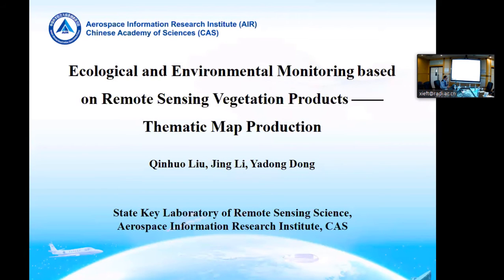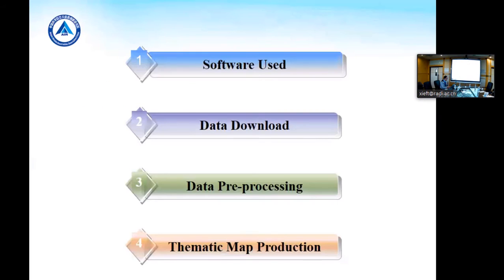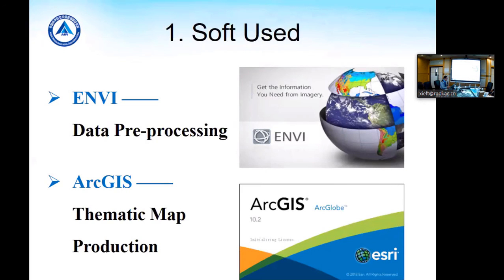In this section, I will show how to produce the thematic map shown in the previous section as an example. I will talk about it in the following 4 parts. Here are the 2 software used when producing the thematic map. Survey is used for the data pre-processing, and ArcGIS is used in the map production.